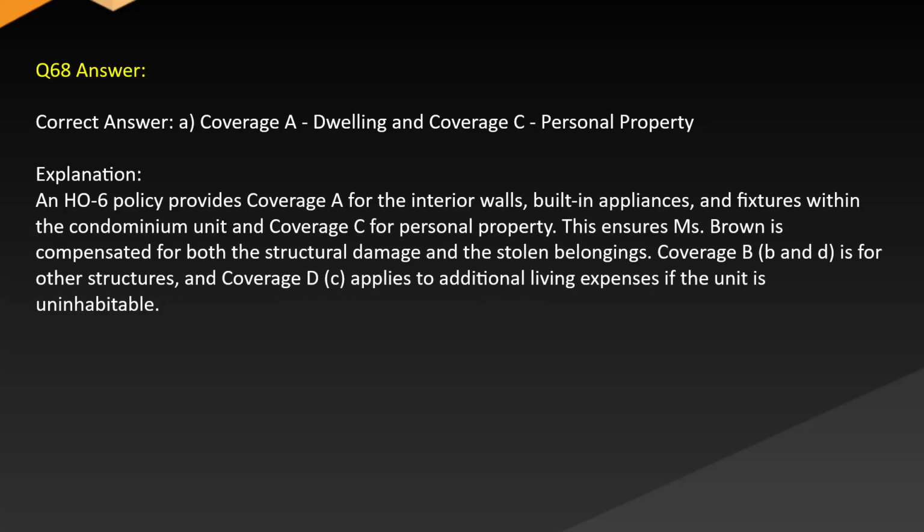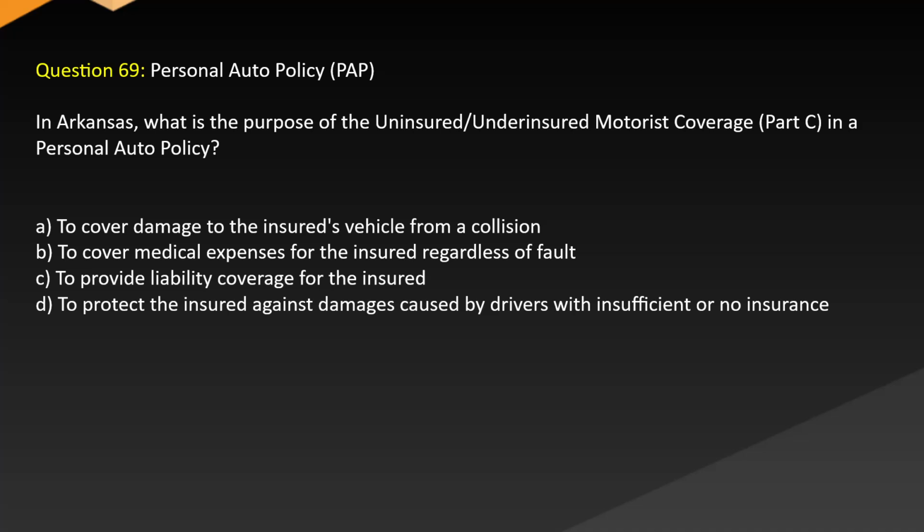Explanation: the HO6 policy provides coverage for the interior walls, built-in appliances and fixtures within the condominium unit, and coverage C for personal property. This ensures Ms. Brown is compensated for both the structural damage and the stolen belongings. Coverage B is for other structures, and coverage D applies to additional living expenses if the unit is uninhabitable.